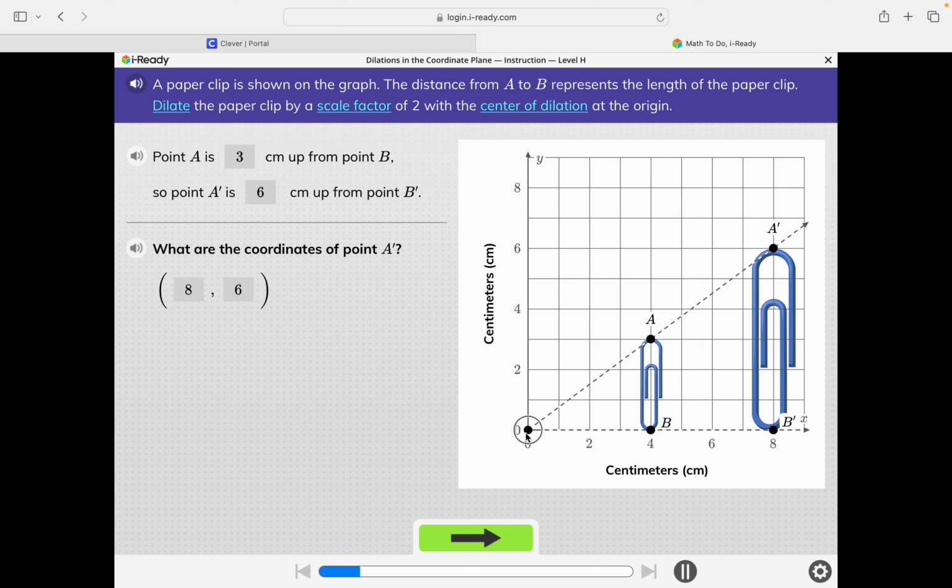So what is the A prime? Now you have to say 8 centimeter and 6 centimeter, because the scale factor is 2. The scale factor of 2 means we are going to a bigger size. If somebody says half size, we will be coming down. The half size of A prime and B prime will be A and B. Understand now? Remember, X and then Y.